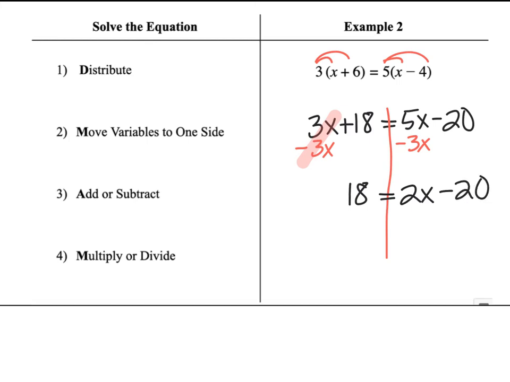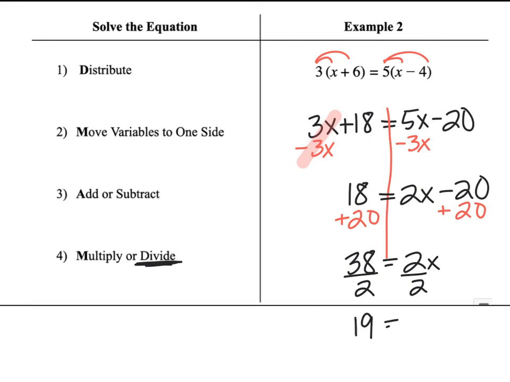Now to get rid of this subtraction, I'm going to add 20 to both sides. When we solve equations, we always do things to both sides. So one more time, my new equation would be 38 equals 2x. This is multiplication, 2 times x, so we will have to divide. And our final answer, 19 equals x, or x equals 19. It's the same thing.